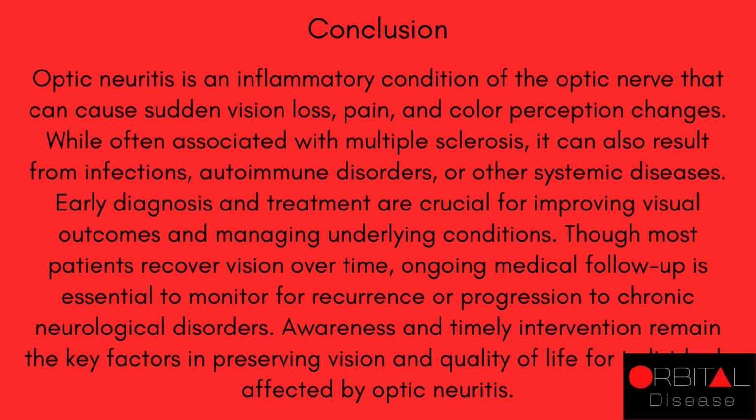Conclusion: optic neuritis is an inflammatory condition of the optic nerve that can cause sudden vision loss, pain, and color perception changes. While often associated with multiple sclerosis, it can also result from infections, autoimmune disorders, or other systemic diseases. Early diagnosis and treatment are crucial for improving visual outcomes and managing underlying conditions. Though most patients recover vision over time, ongoing medical follow-up is essential to monitor for recurrence or progression to chronic neurological disorders. Awareness and timely intervention remain the key factors in preserving vision and quality of life for individuals affected by optic neuritis.